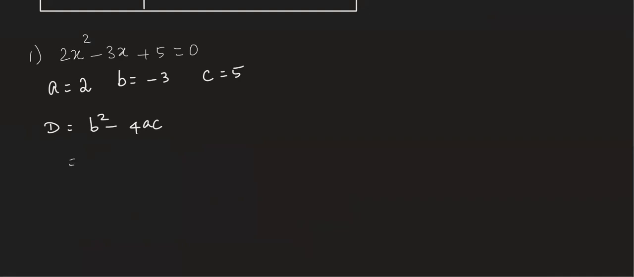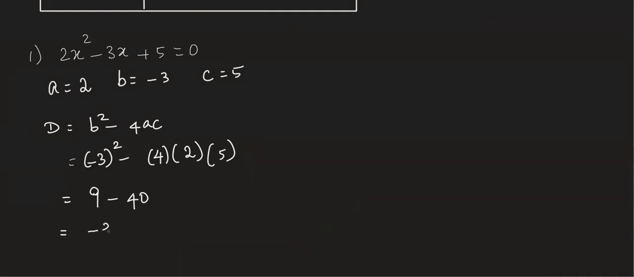So here b is actually minus 3. So minus 3 the whole square minus 4 into a, what is a, it will be 2. So 2 into c will be 5. So now let's solve this one. Minus 3 into minus 3 will become 9. Minus 4 into 2 will be 8. 8 into 5 will be 40. So 9 minus 40 will be equal to minus 31.